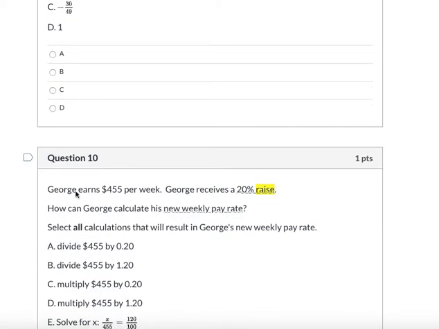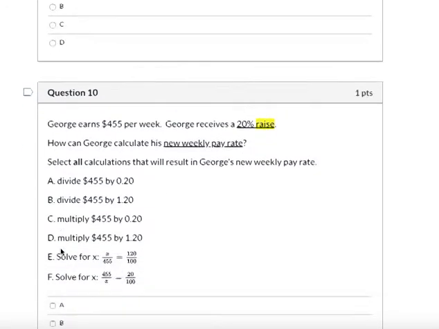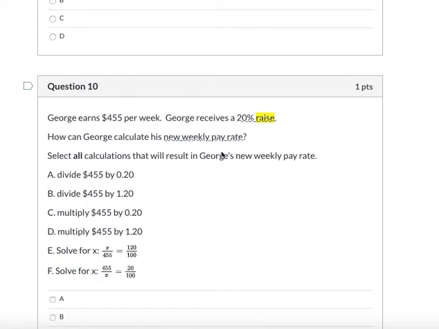Question 10. George earns $450 per week. If George receives a 20% raise, so think that's our increase, how can George calculate his new weekly pay rate? Select all calculations that will result in George's new weekly pay rate. A, dividing 455 by 0.2? B, divide 455 by 1.2.